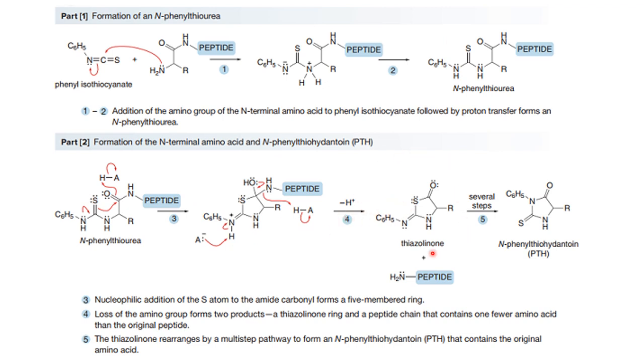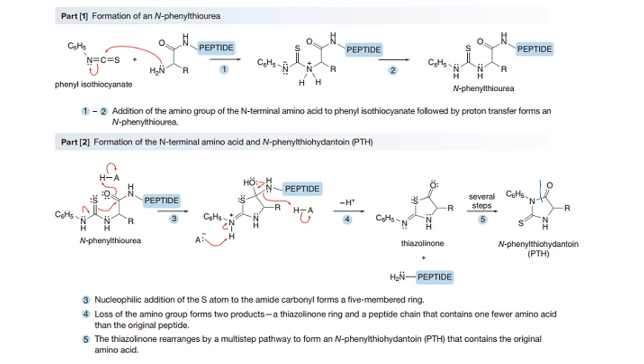And this thiazolinone derivative is then converted into phenyl thiohydantoin, in an acid catalyzed reaction. The thiazolinone is converted to phenyl thiohydantoin. This phenyl thiohydantoin, that is PTH, derivative of every amino acid is known. So by referencing it using either paper chromatography or HPLC, we can find out the amino acid that is present.